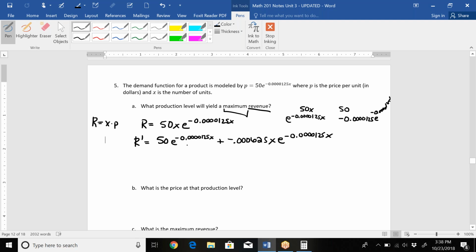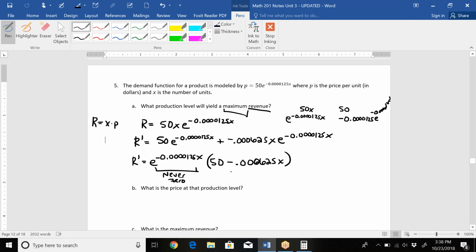Okay, so this is our derivative, and I would probably factor out the e's because they're exactly the same. So r prime is e to that negative 0.0000125x, parentheses, 50 minus 0.000625x. Now, here's the interesting thing. This will never be 0. So it can't have a critical value there. I know this is negative and you think, oh, it's going to give me something where it goes negative. But remember, negative exponents don't make you have a negative answer. They just flip a fraction.